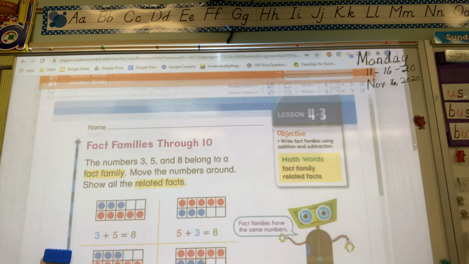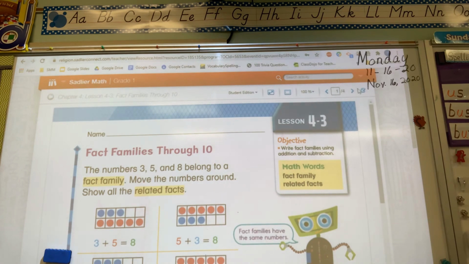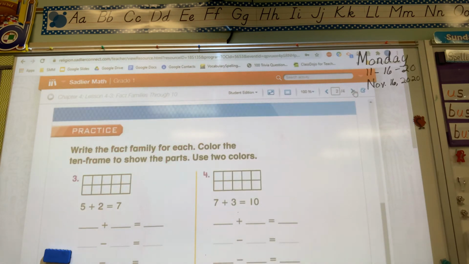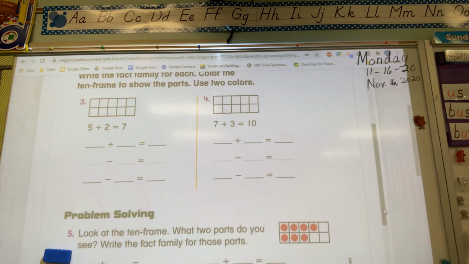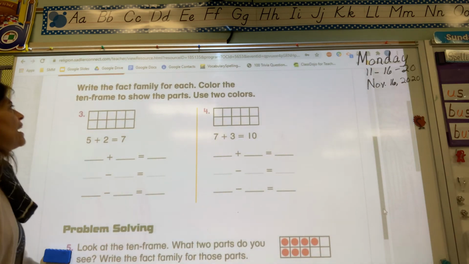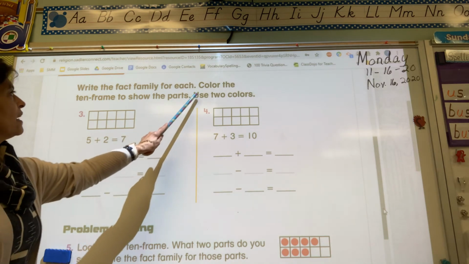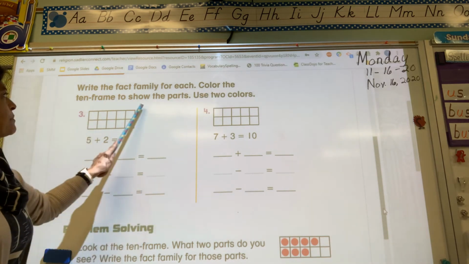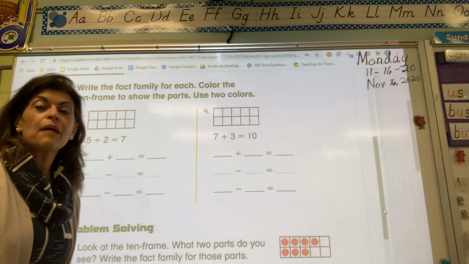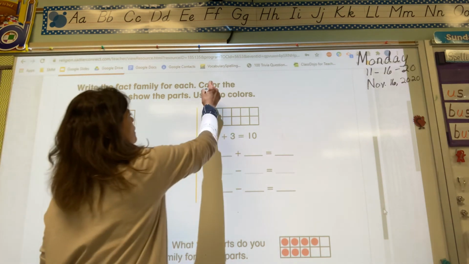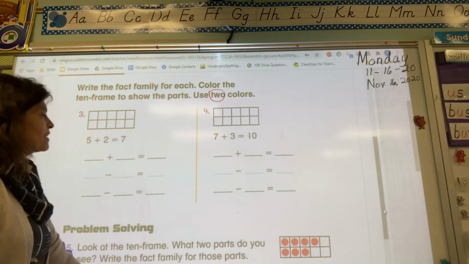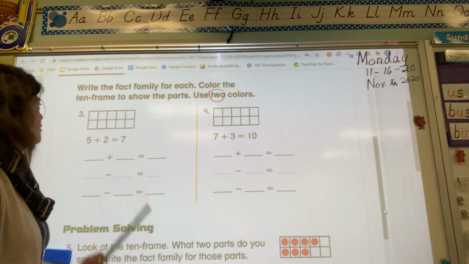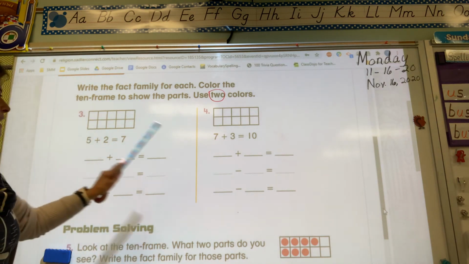And on page 126, practice at the top, you are going to write the fact family for each. Color the 10 frame to show the parts. Use how many different colors? 2. You will use 2 different colors to represent the parts, just like your sample on the other paper. So you will complete 3 and 4.